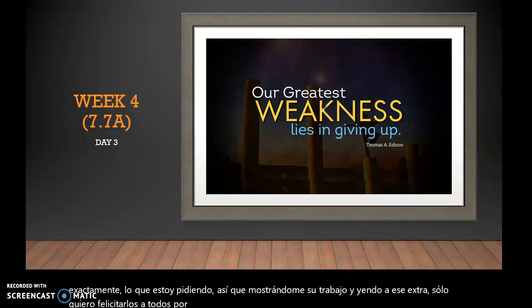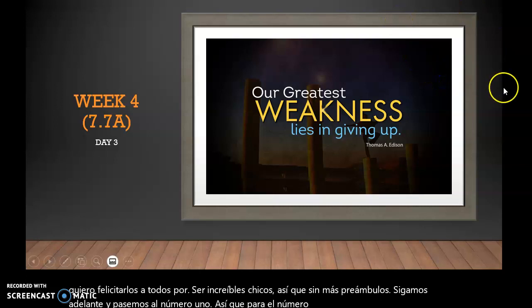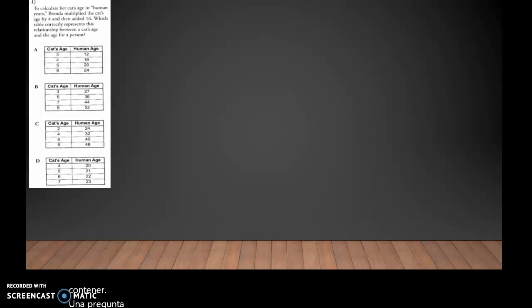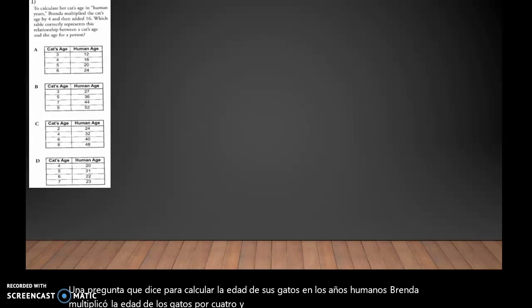All right, guys. So without further ado, let's go ahead and move on to number 1. So for number 1, we're going to notice that it's going to contain a question that says, to calculate her cat's age in human years, Brenda multiplied the cat's age by 4 and then added 16. What table correctly represents this relationship between a cat's age?